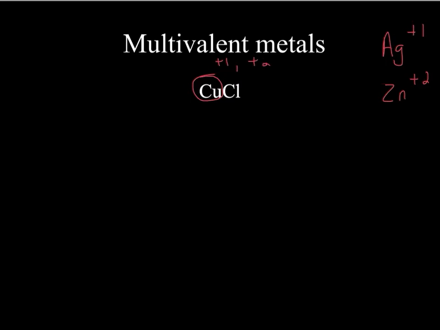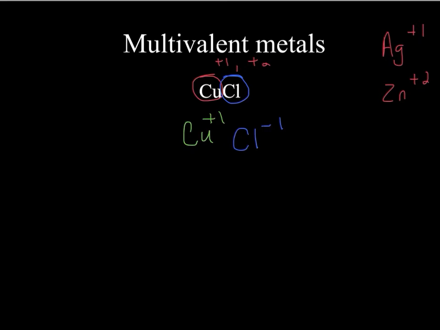So whenever you're given a compound with a multivalent metal, you have to figure out which oxidation state it has. So here, I'm going to look at my anion, chloride. Chloride's in group 7, and therefore I know it has a -1 oxidation state. So because I only have one chloride and one copper, I know my copper has to have an oxidation state that will cancel out with my -1. In this case, it would be +1.